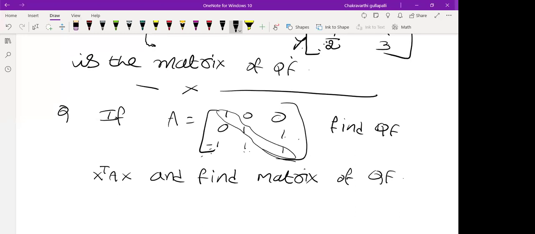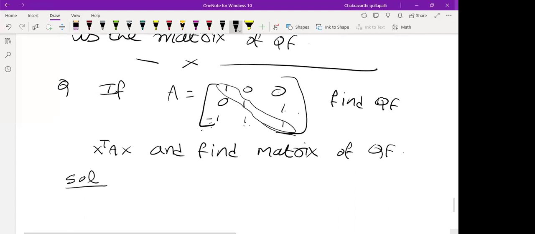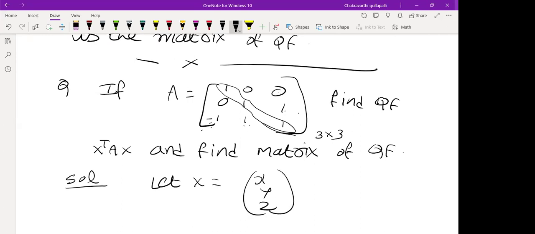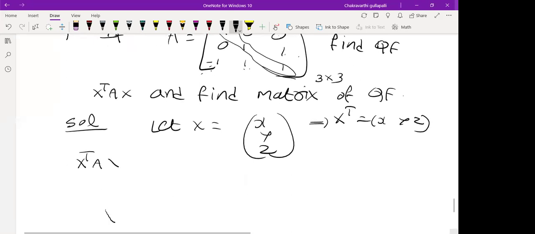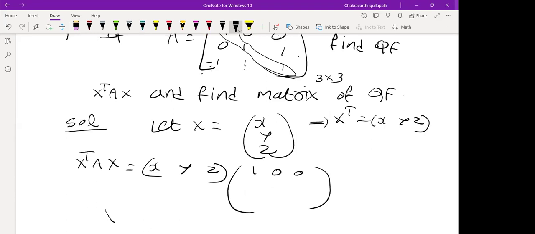Okay. Then how to get the quadratic form? We have to take variables based on the order of A. How will you know how many variables? If it is 3 by 3, take 3 variables. If it is 2 by 2, take 2 variables. So let X be equal to [X, Y, Z]. Then X transpose will be [X, Y, Z]. Write the quadratic form X transpose AX. This is [X, Y, Z], A is [1, 0, 0; 0, 1, 1; -1, 1, 1].